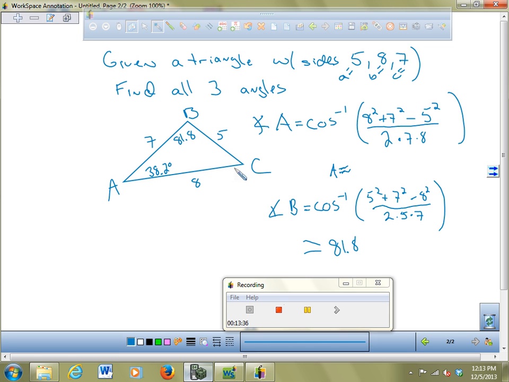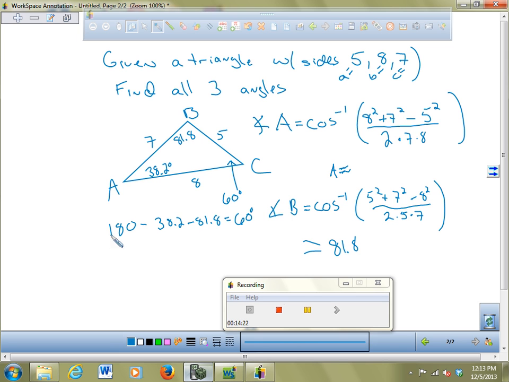Then you don't need to use law of sines. Look at how you find this angle. That's just, you add them up, right? You subtract from 180. So 180 minus 38.2 minus 81.8 is equal to 60. Is that right? 60 degrees. So this angle right here is exactly 60 degrees. Okay? So that's a side-side-side problem.